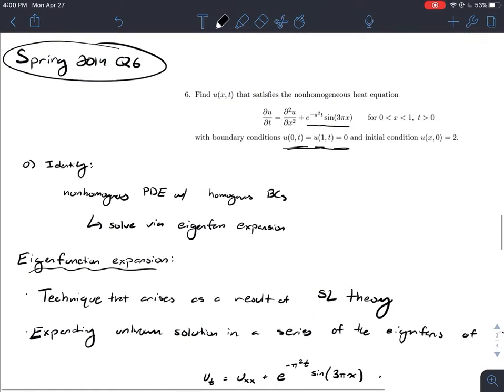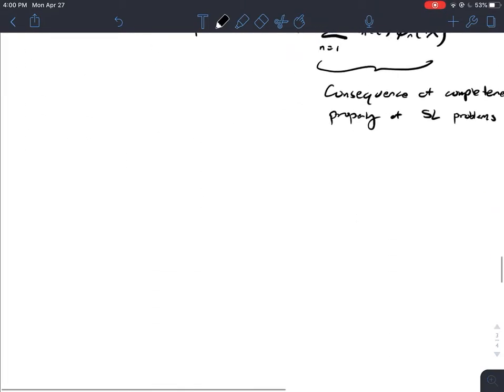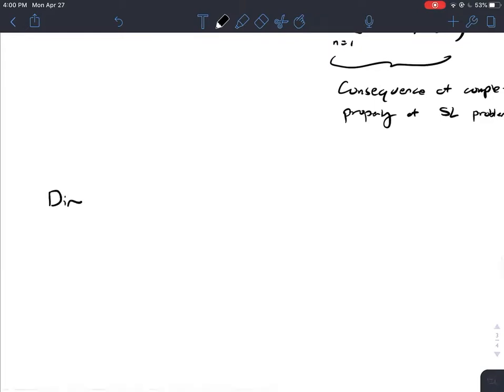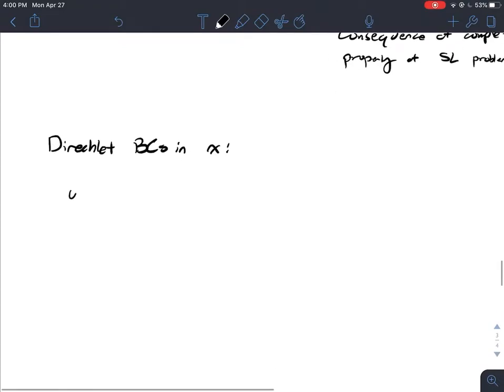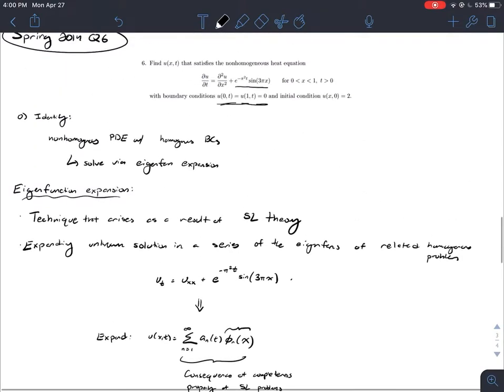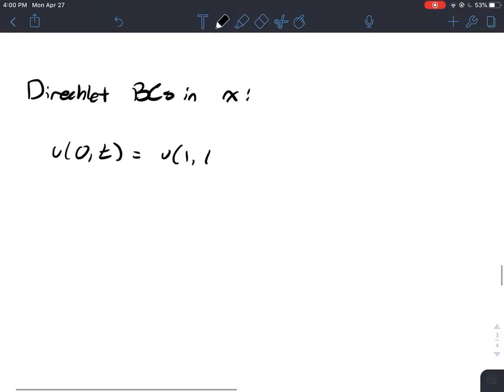Notice that we're given homogeneous boundary conditions in the x direction. So we know that we have Dirichlet BCs in x. So u of 0, t equals u of 1, t is equal to 0. Therefore, we can solve the related homogeneous problem.